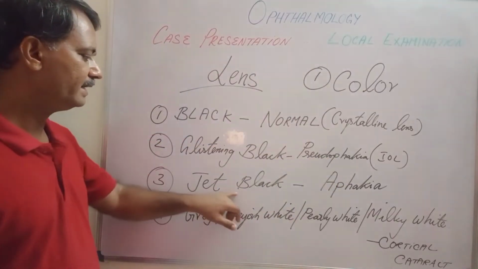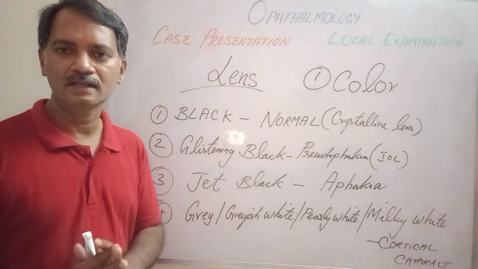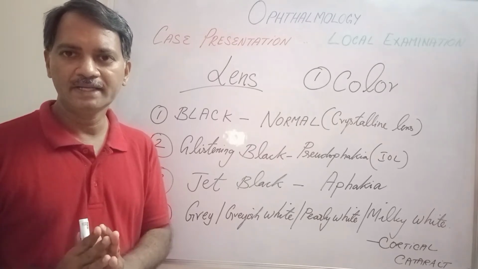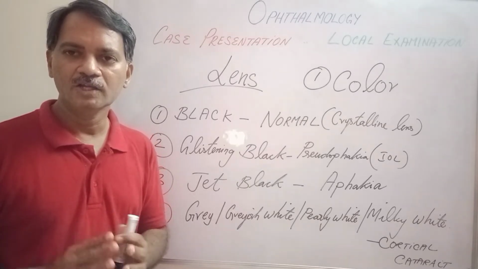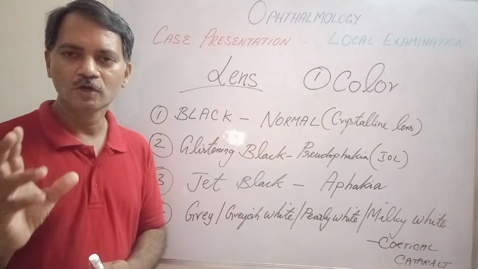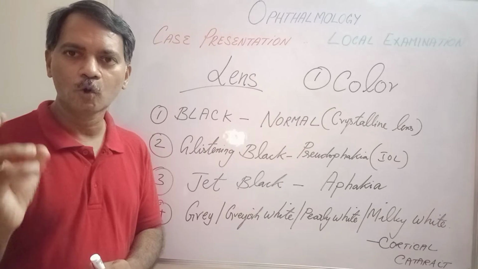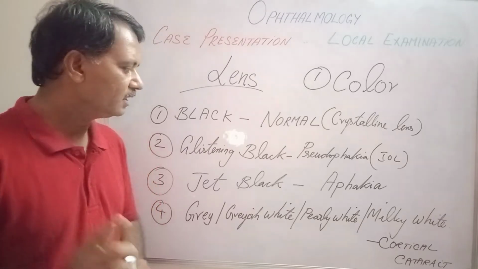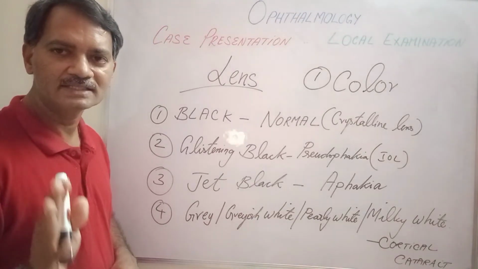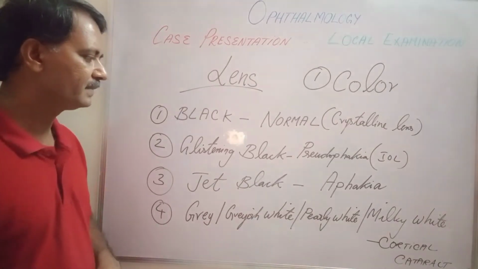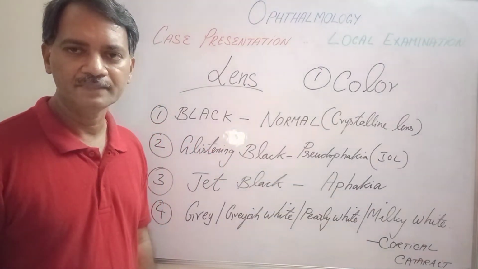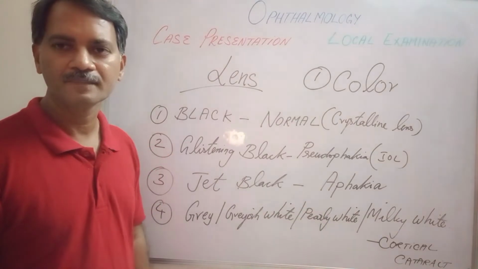If the pupillary area appears to be jet black in color, what do you mean by jet black color? Many of you might have experienced seeing a newly painted blackboard in the schools. So that will be like coal. If the pupillary area has such blackness without any shining or glistening reflex, then there is absence of lens in the eye. That is called aphakia.